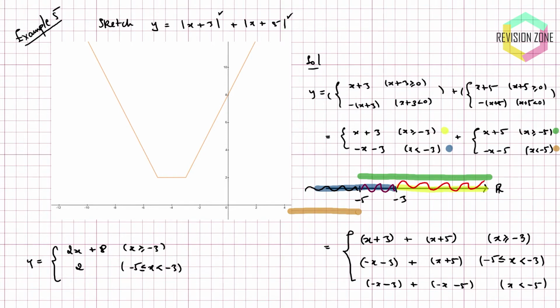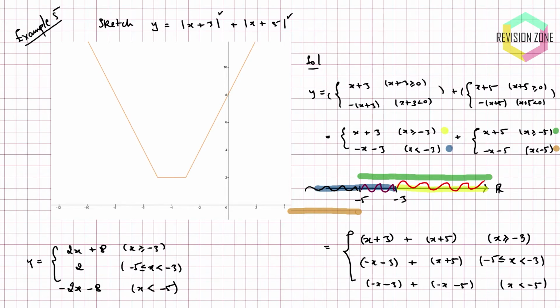And lastly, I'm going to have minus x take away x, that's minus 2x, and then minus 3 take away 5 is going to be minus 8. So it's going to give me minus 2x minus 8, and that's going to be valid for x being strictly less than minus 5. And of course, at this stage, we can sort of see what's happening.